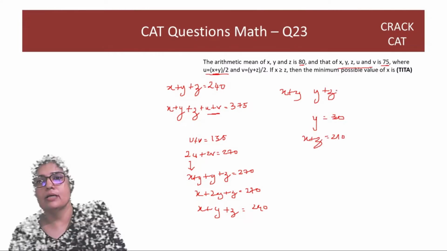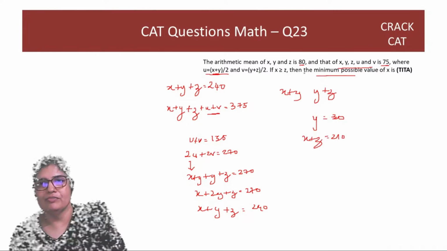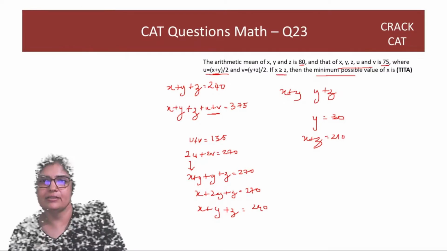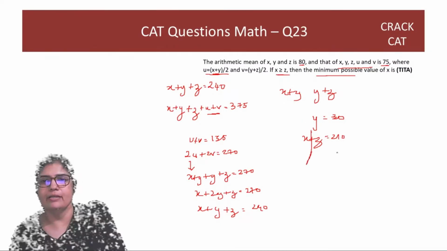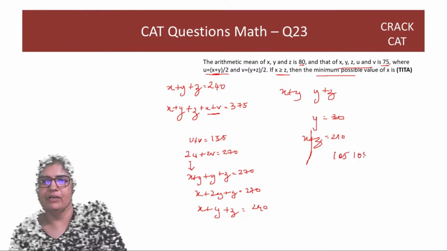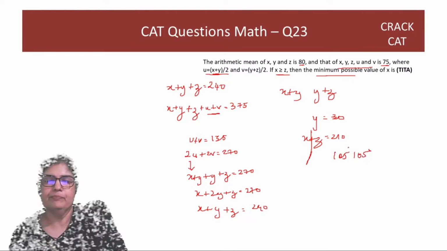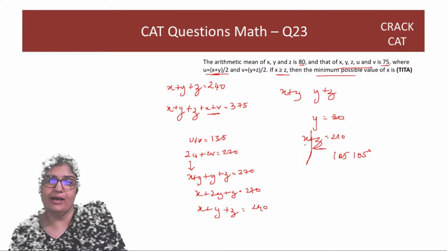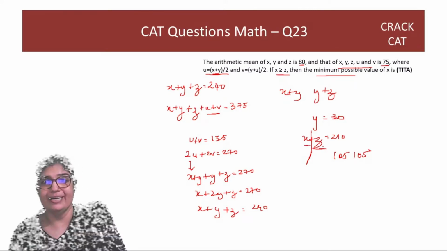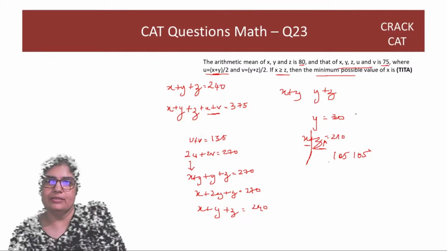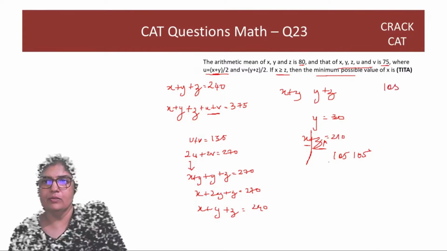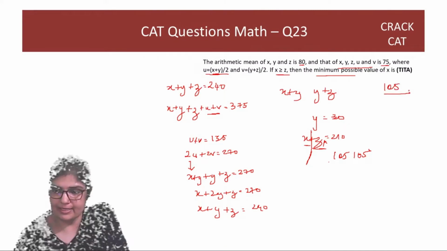Now I want the minimum possible value of x given that x is greater than or equal to z. So just halve it, 105 here, 105 here. The lesser I keep z, the higher x will be. So z has to be as much as possible, so let them both be equal, right? So the answer here is 105. Right, great. Next.